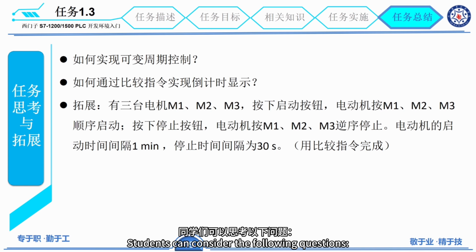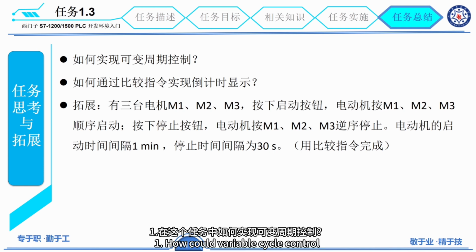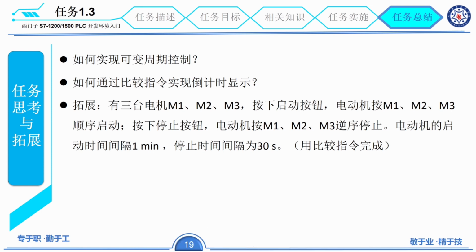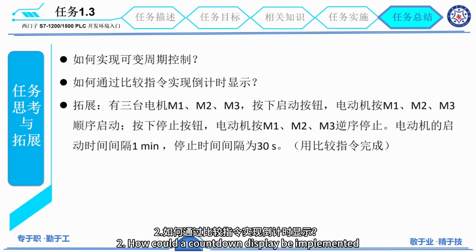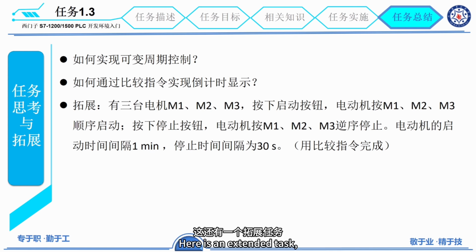Students can consider the following questions. First, how could variable cycle control be implemented in this task? Second, how could a countdown display be implemented using comparison instructions? Here is an extended task for students to complete after class.